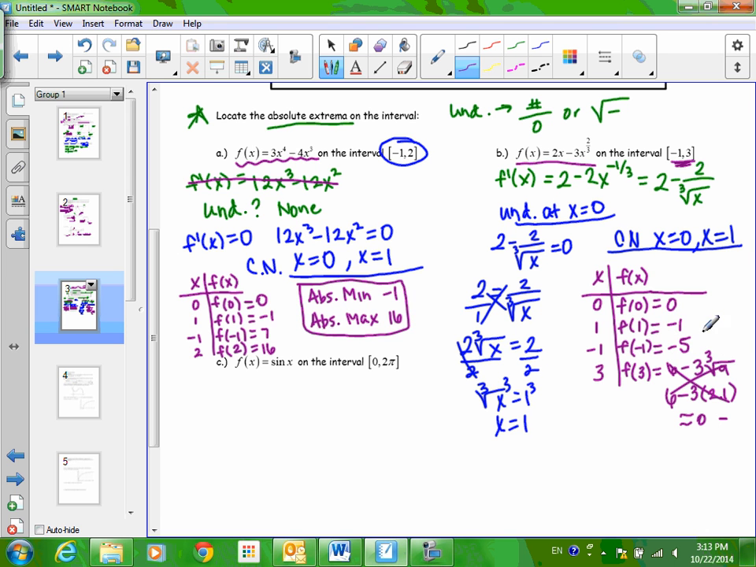Pick the other ones. Okay, so what is our absolute min? Be careful with that. What's the lowest number? The lowest number on the graph. -5. And that's easy to do. I even do that sometimes. Absolute max then would be 0.